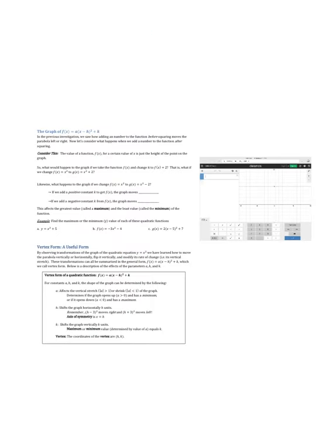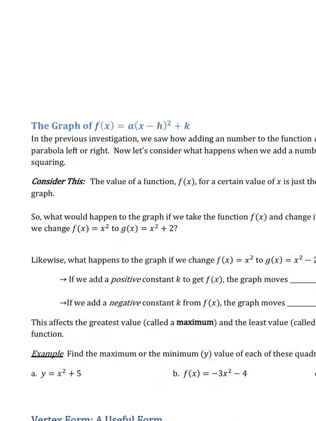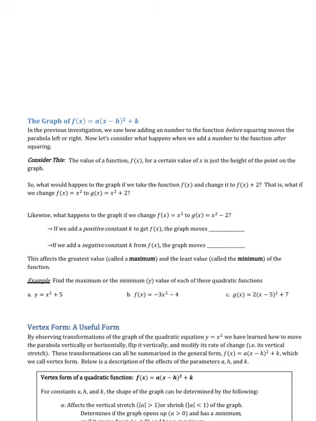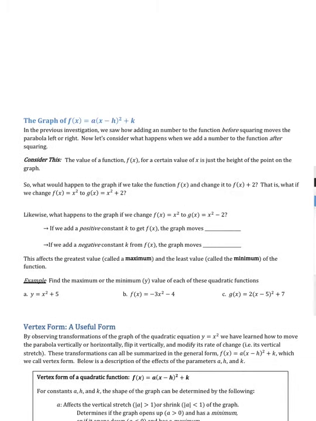Now we'll throw one more piece into the mix here. All right, so we know that if we multiply by some number out here, that changes the shape or flips it upside down. If we add or subtract inside, that moves it left or right. What happens if we add or subtract outside? Well, that's what we're going to figure out here. What happens if we add after we're squaring? Well, if we have the function f of x, that represents the height. The f of x is the y value, which represents the height of the point.